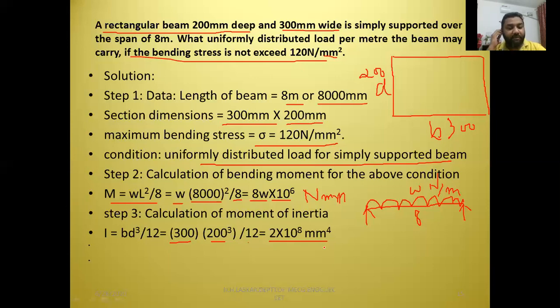So we got M and I, and we have the sigma also. M by I is equal to sigma upon Y, and Y is measured from the neutral axis. This is the neutral axis, and Y is the distance of the top layer or the bottom layer from the neutral axis. It is 100. Y is 100.